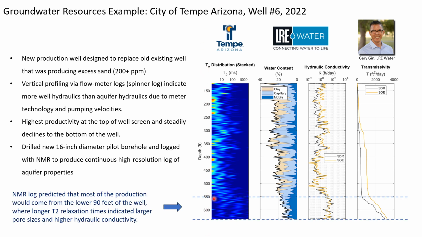You can see that actually the NMR log predicted that most of the production would come from this lower section of the well, and you can see that in this section longer relaxation times were detected, and this longer relaxation time indicated larger pore size distribution, which was also associated with higher hydraulic conductivity measurements.